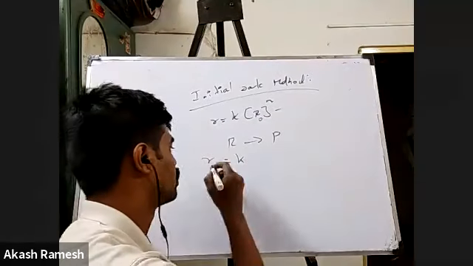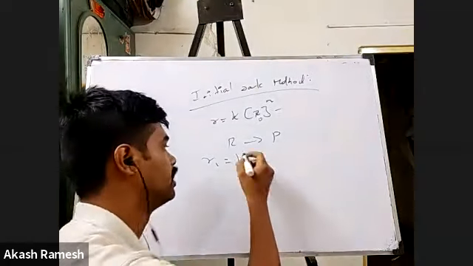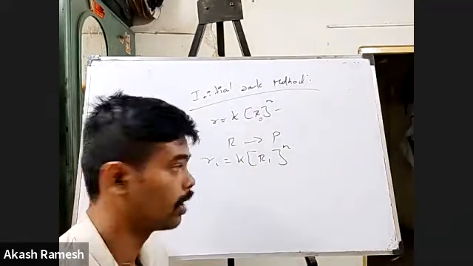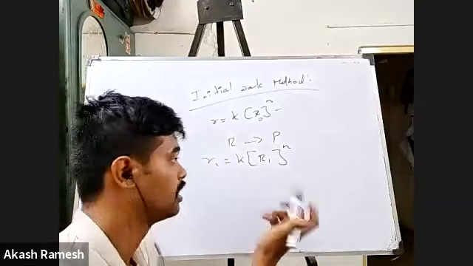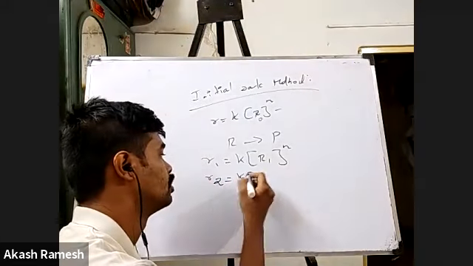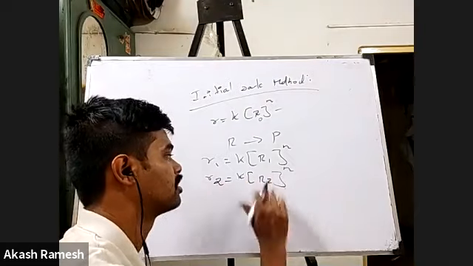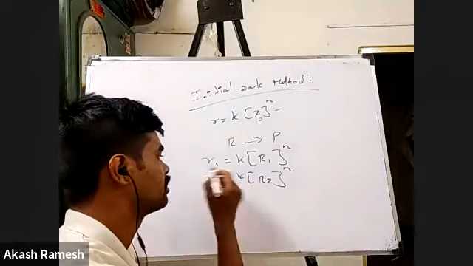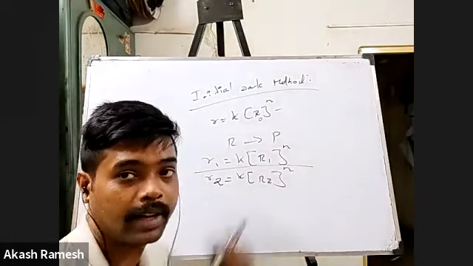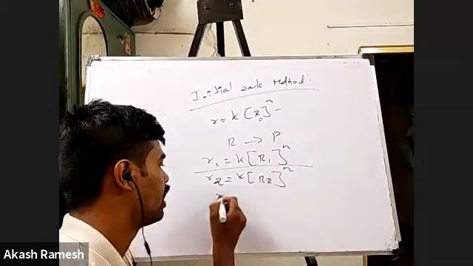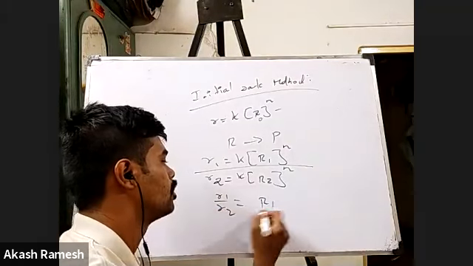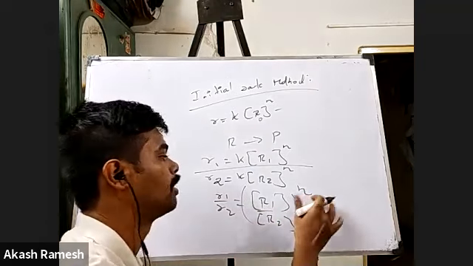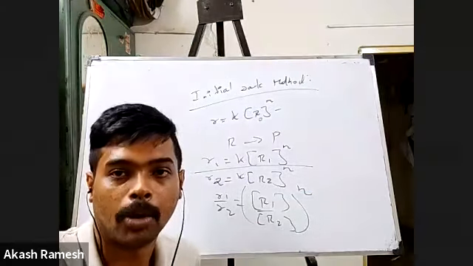Correct? Okay. So R1 is in the first flask, right? So that will be R1 power n. R1 is the first initial concentration. Say in the second flask, R2 will be this concentration, R2 power n, right? So now I can divide these two equations. So what will you get? R1 by R2 will be equal to the concentration in the first flask over the concentration in the second flask, the whole power n, right?